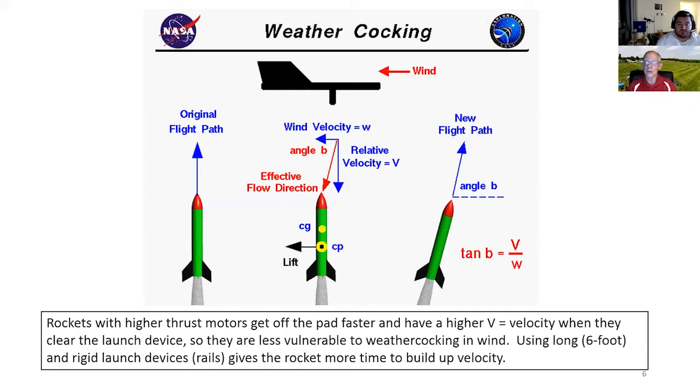And the faster the rocket's going coming off the rail, the less propensity it has for that little wind velocity vector to push it off vertical. That's why you use a 6-foot rail. That's why we demand that you use a 6-foot rail. That's why you want a high thrust motor, because it comes zipping off the launch rail and it's going so fast that the wind velocity has much less effect on its vertical flight. It goes much straighter.